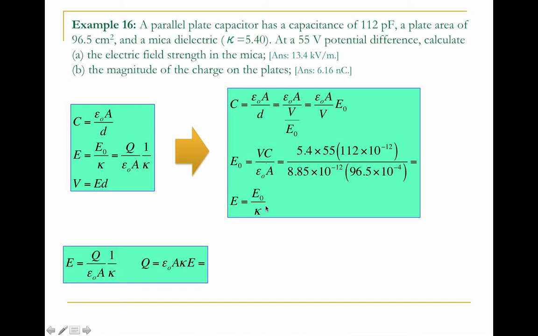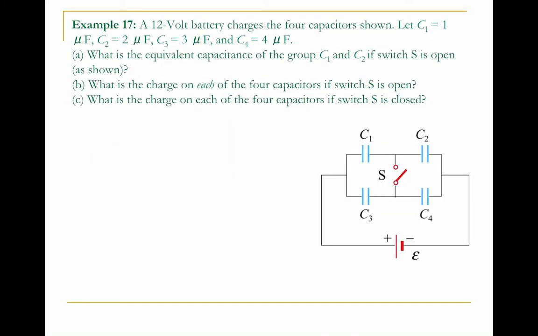The second part, he wants to find the magnitude of the charge on the plates, and of course, since I know the electric field is equal to Q divided by epsilon A, and it's divided by kappa because it's reduced, from there I can find the charge, which is simply epsilon A kappa multiplied by the electric field. Okay, the last question, which again I explained in class, I'm going to leave as homework.